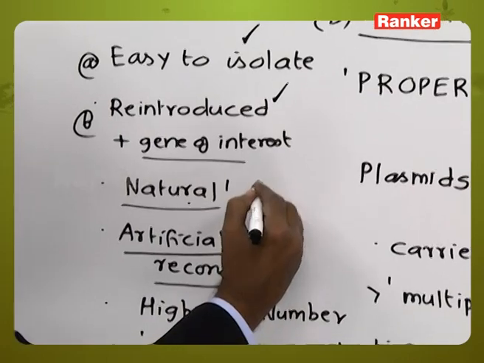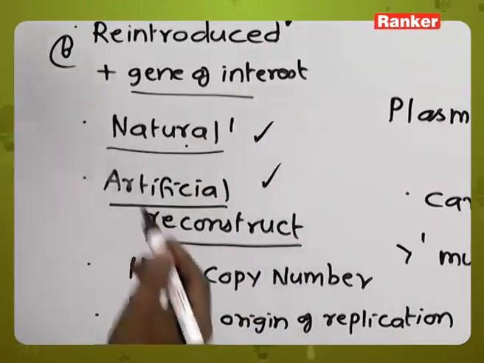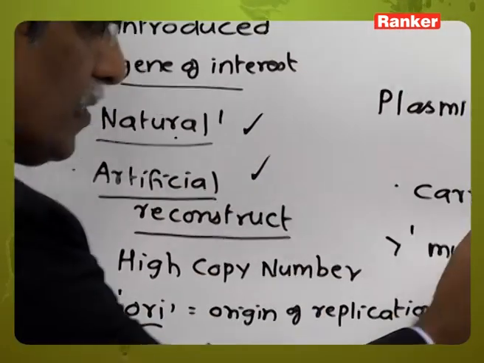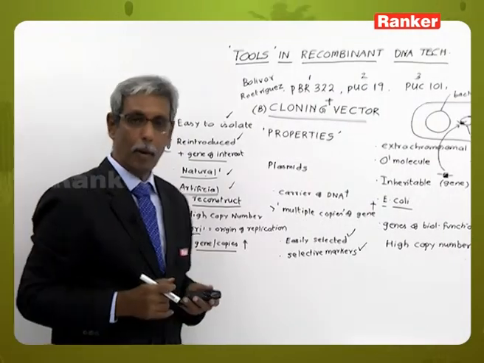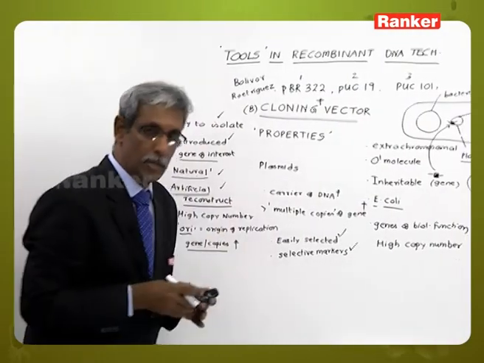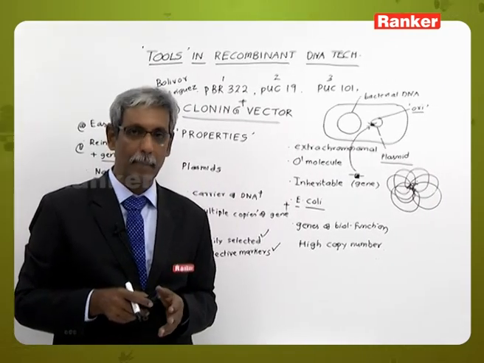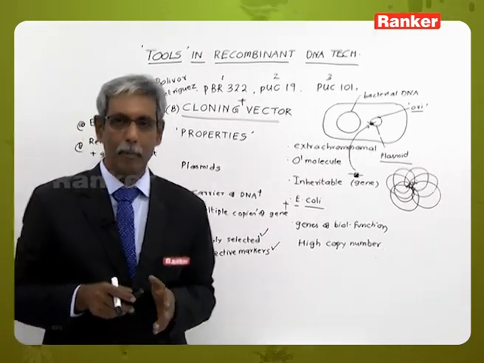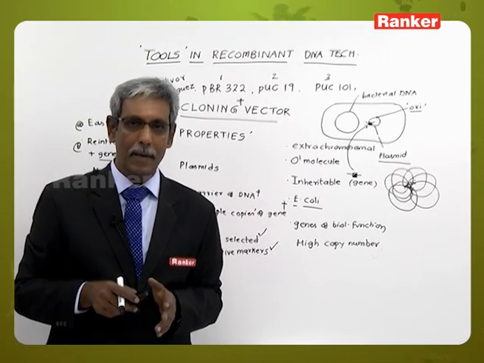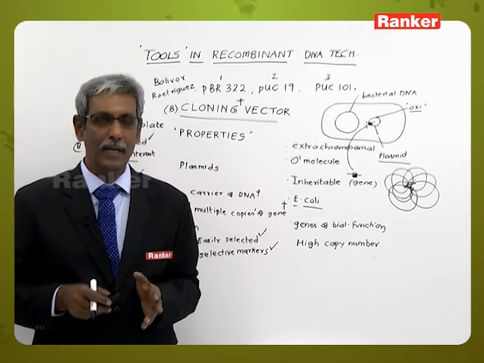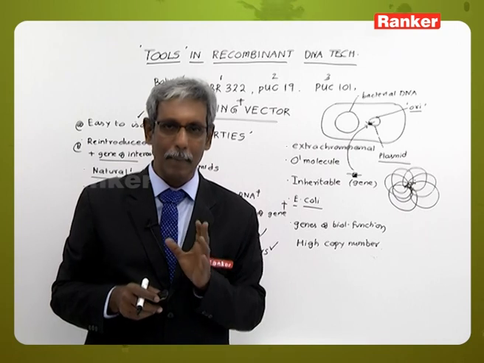They could either be natural or they could be artificially constructed, and they are the carriers of the DNA and they can make multiple copies of the DNA. So, in plasmids, more specifically, we have one very important plasmid which is called pBR322.